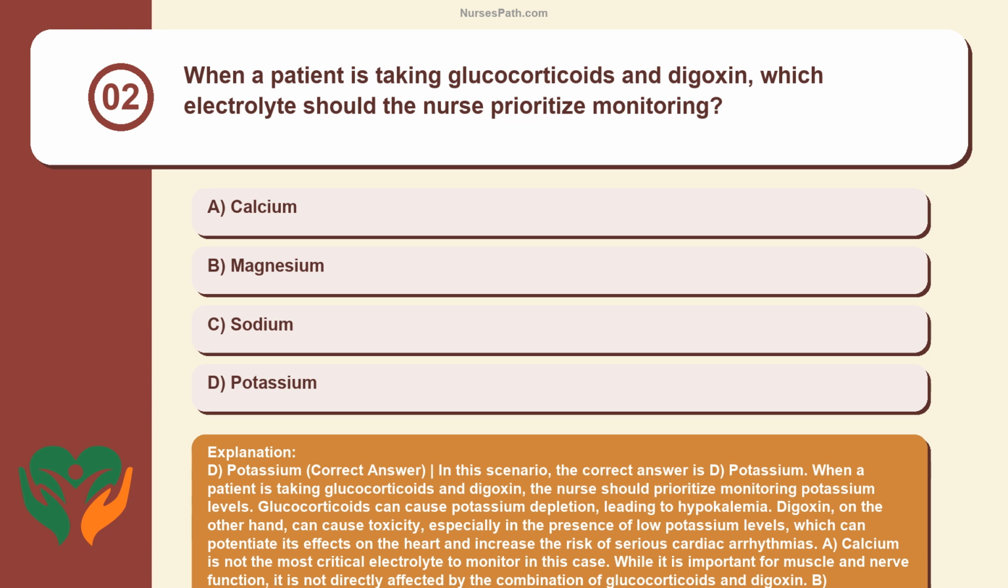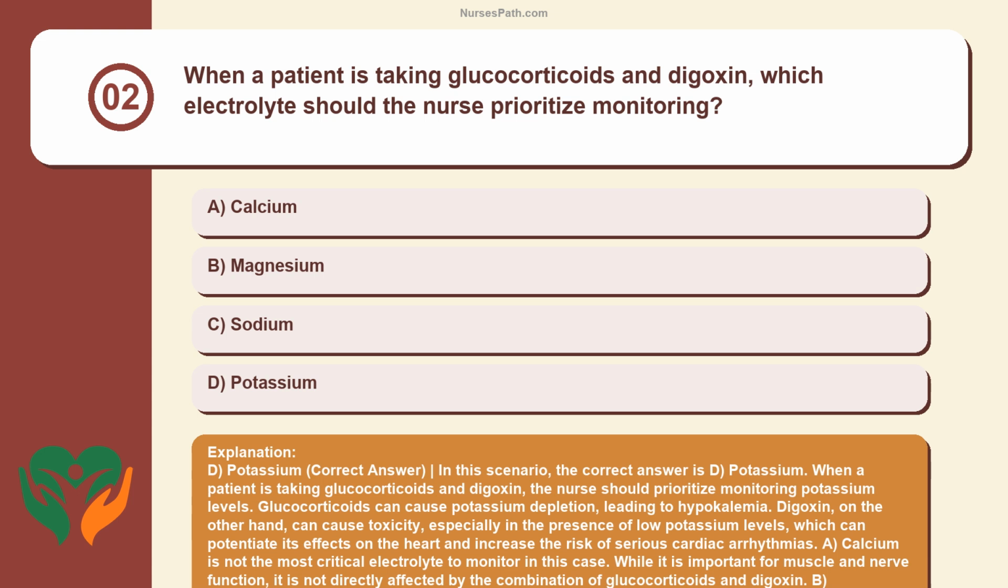A. Calcium is not the most critical electrolyte to monitor in this case. While it is important for muscle and nerve function, it is not directly affected by the combination of glucocorticoids and digoxin. B. Magnesium is also important for muscle and nerve function, but it is not the priority electrolyte to monitor when a patient is taking glucocorticoids and digoxin.